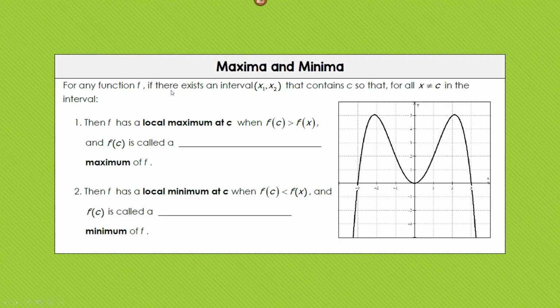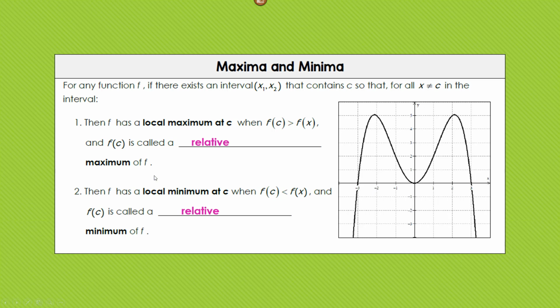Okay, so it says for any function f, if there exists an interval x1 to x2 that contains c, so that for all x not equal to c in the interval, then f has a local max at c when f of c is greater than f of x. And f of c is called a relative or a local maximum of f. Okay? So basically what it means is that for a certain interval, we get to a maximum point. And if it's a minimum value for the interval, we call it a relative minimum, okay?